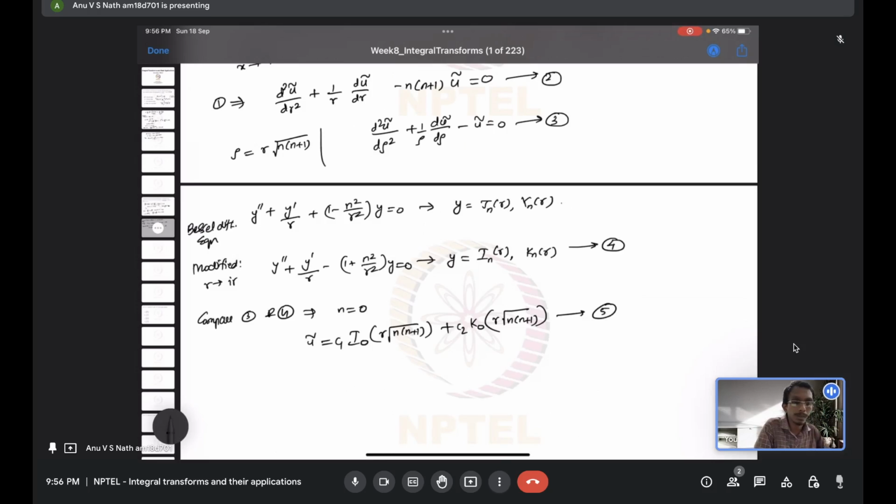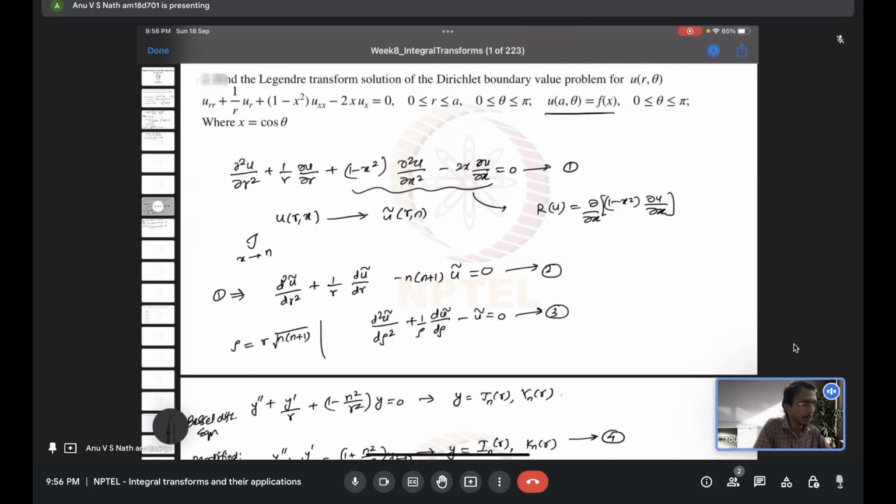But now comes another thing. We need to apply the boundary condition. So first of all, I just want to ask, at least this part is clear? Any doubt in this part? Okay, if no doubt, then we will continue.